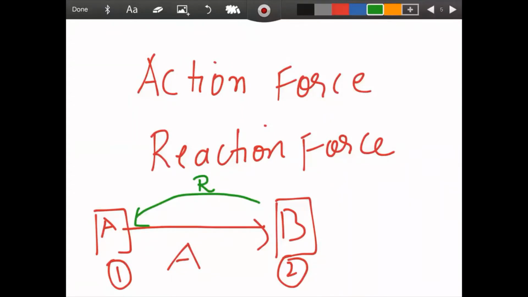So this is very important. You have to understand this. Action force is the force which the first object applies on the second object, and reaction force is the force which is created by the second object, acting from the second to the first. So in simple language, somebody scolds you. Though it is not a force, you can understand that somebody scolds you, that is action, and then you begin to cry, that is reaction. Similarly, the force which object A, the first one, applies on object B is the action force, and the force which object B applies on object A is the reaction force.